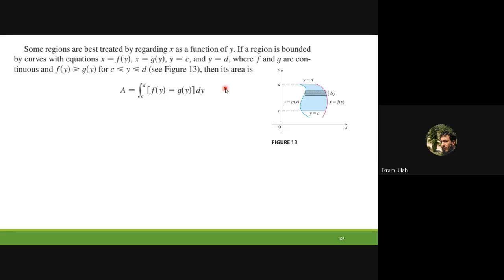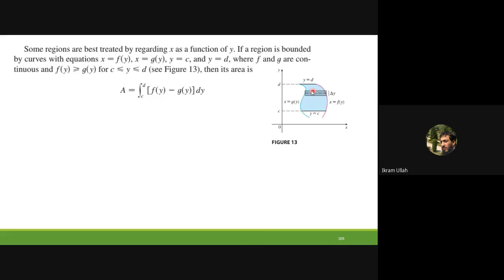For this region, you can see from the figure, we can write x equal to g of y, a curve in the vertical form, and y equal to d is a horizontal line, and y equal to c is also a horizontal line. And delta y is the width of this region, and the curves are x equal to g of y and x equal to f of y. So the length of this rectangular strip is equal to f of y minus g of y, final minus initial.